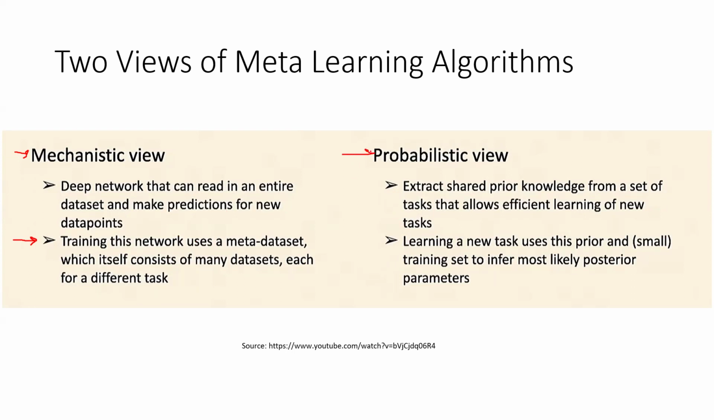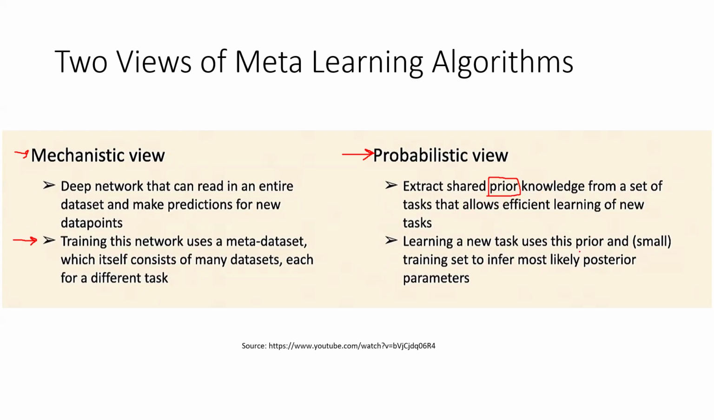Now let's look at the probabilistic view. In the probabilistic point of view, we extract the prior knowledge from a set of tasks that allows efficient learning of new tasks. Here they are talking in the language of Bayesian learning. In Bayesian learning we have this term prior. Extract the shared prior knowledge from a set of tasks. That means for all the tasks, there may be some probabilistically dependent prior, so the probabilities for each of the tasks may depend on a common prior. If you can get this prior, you can train for the other tasks easily. So that is the idea.